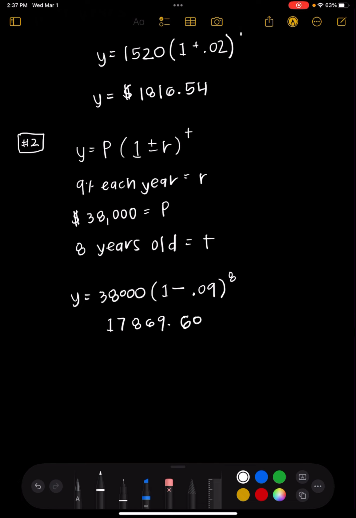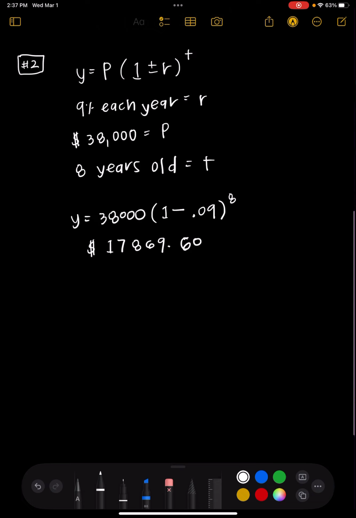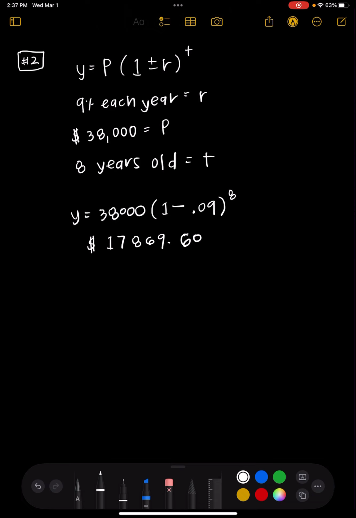17,869.60 when we round. So what that tells me is that if I have a $38,000 car and I drive it and I use it for 8 years, then want to sell it, I could sell it for $17,869.60. All right, let's go to the next question.